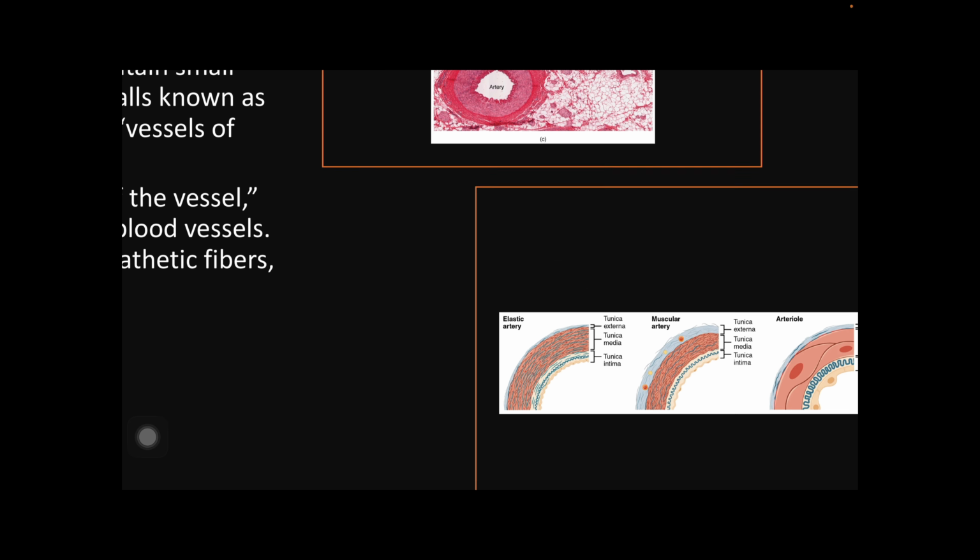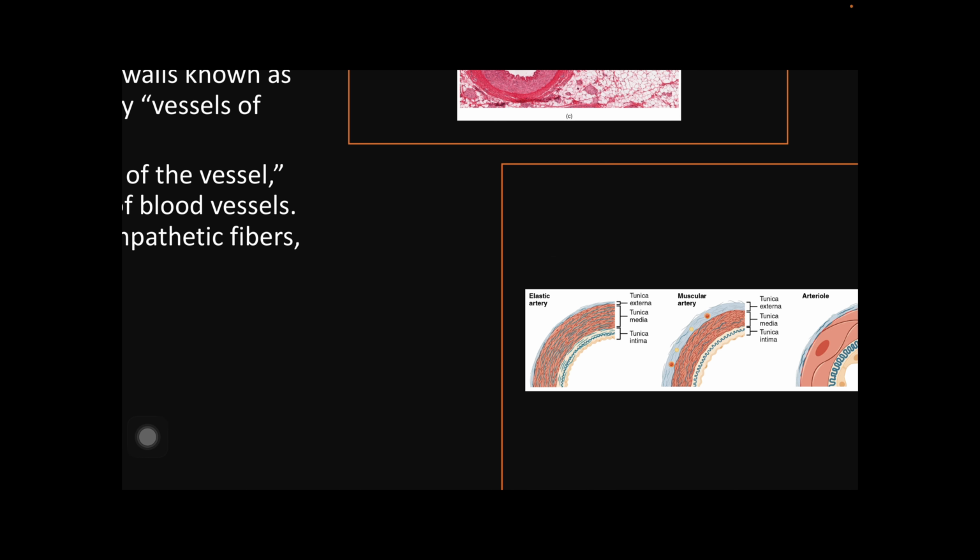The sympathetic nervous system fibers that extend through this layer are what innervate that smooth muscle to help us with vasoconstriction. And then as we get into something called the arteriole, which is a smaller level of artery before we get into the capillary bed, we have a very thin external layer, a thick muscular layer, and then a very thin endothelial layer.